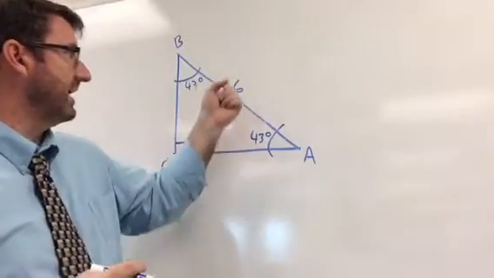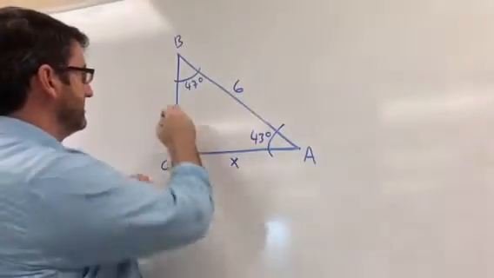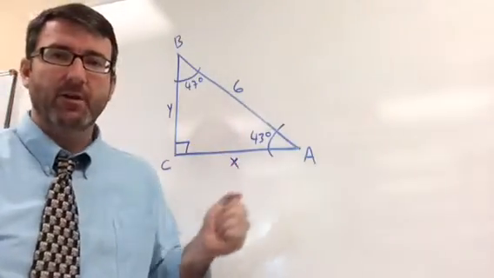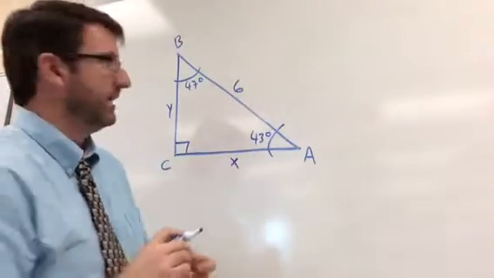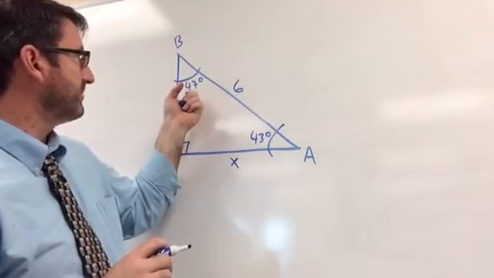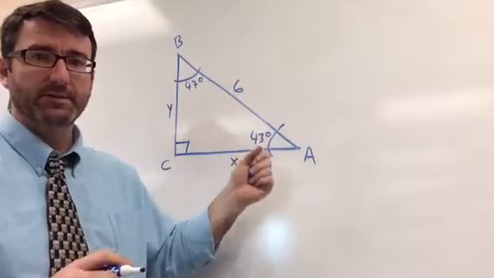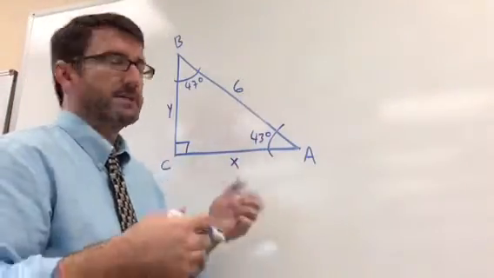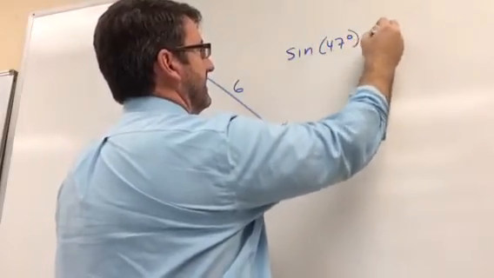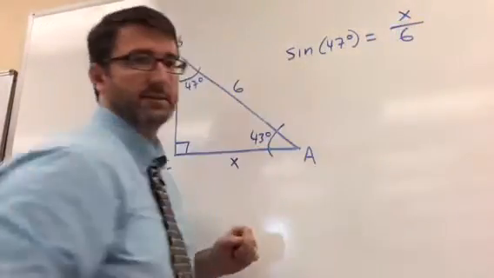Now we need to find the other two sides. We're given that the hypotenuse is length 6. So let's find these two sides. We'll just label them x and y. And now we need to figure out which of our trigonometric ratios we want to use. So if we start with this angle that we were given, 47, and we're trying to find x, well, now we're trying to find the opposite side. We know the hypotenuse. So opposite over hypotenuse is going to be sine. So let's use sine of 47 degrees, and that's going to be equal to our opposite side, x, over our hypotenuse, 6.